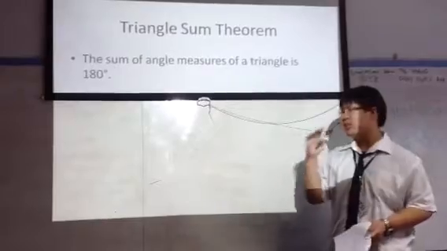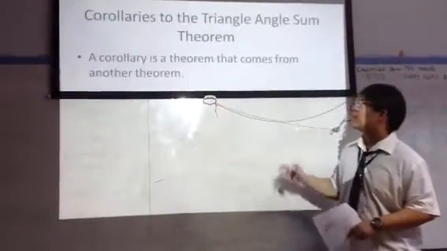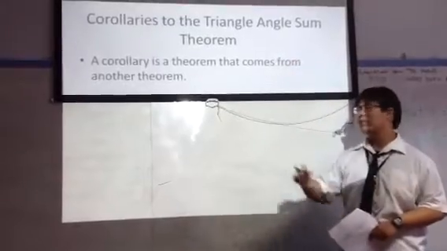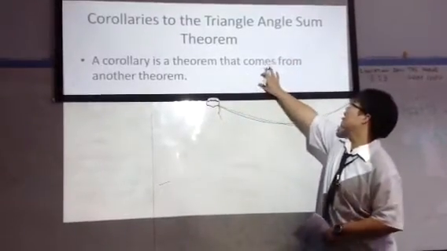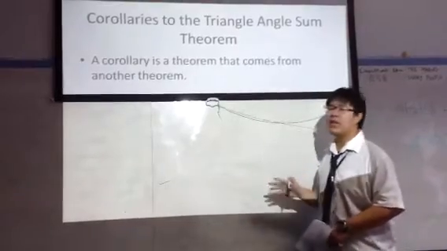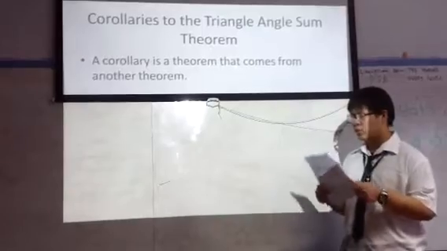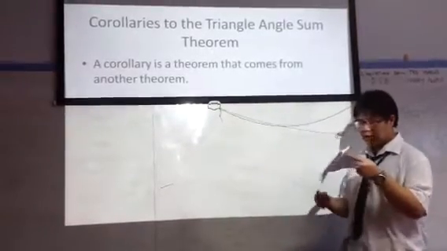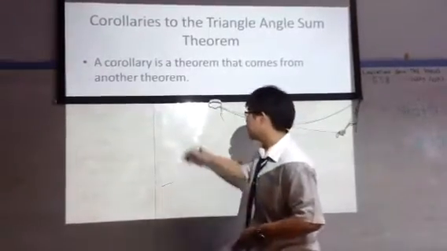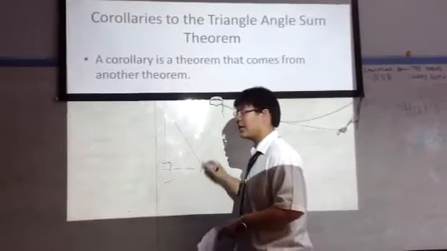And there are some things that we can get from this. So next, we have corollaries. Just to refresh, a corollary is a theorem that comes from another theorem. So, given that every angle measurement of a triangle adds up to 180 degrees, the first would be the acute angles of a right triangle are complementary, complementary meaning adding up to 90 degrees.